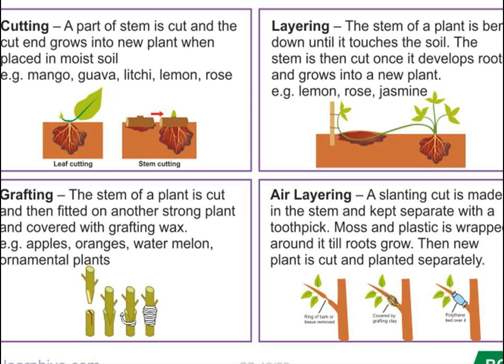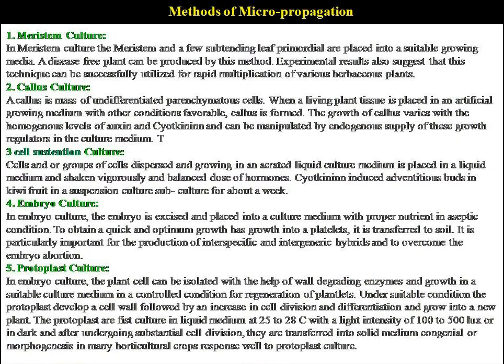This is air layering. On the stem itself we will tie some rooting media, and from there the roots will grow. And methods of micro propagation.